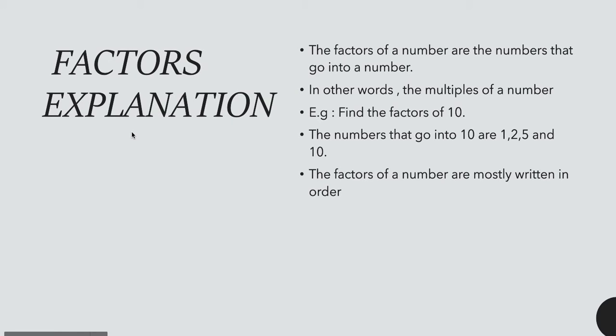Now we're going to go to factors. The factors of a number are the numbers that go into a number. In other words, the multiples of a number. For example, find the factors of 10. So the numbers that go into 10, but all those numbers should be 10 and below, are 1, 2, 5, and 10. So the factors of a number are mostly written in order to make anybody who's reading it understand that you're writing the factors.